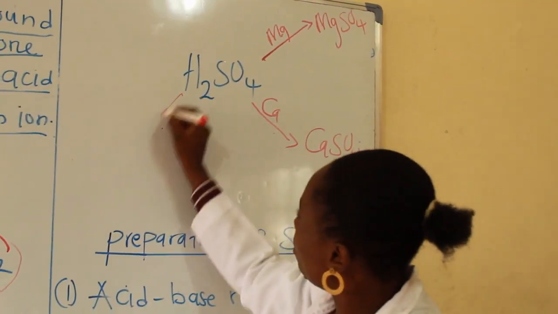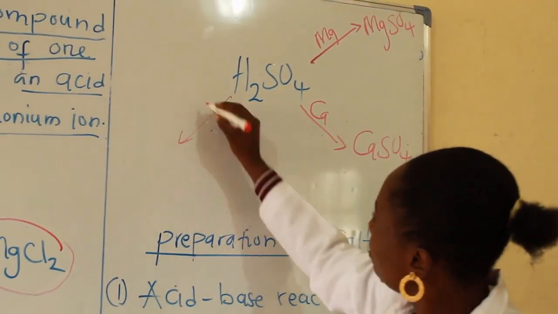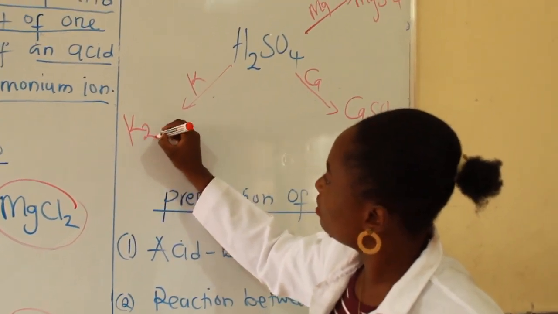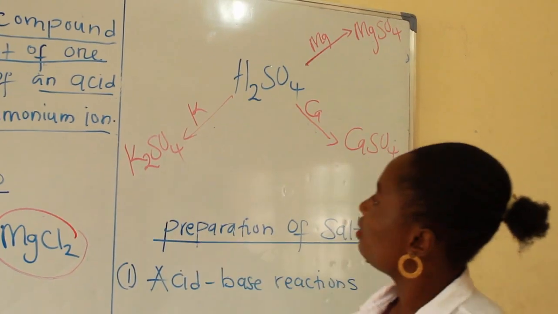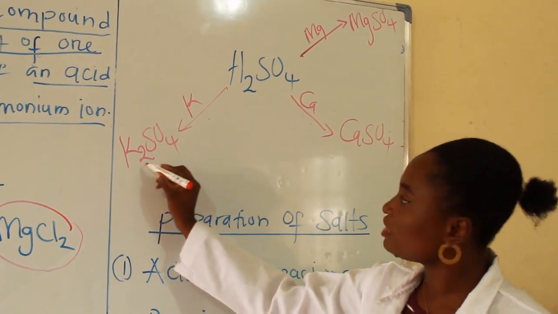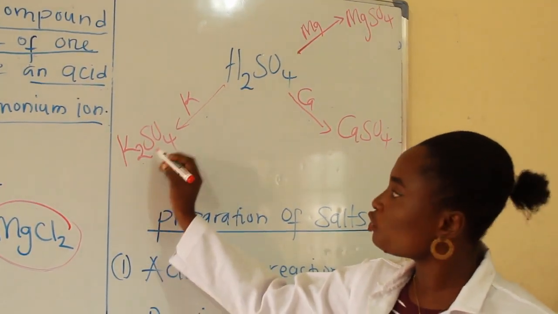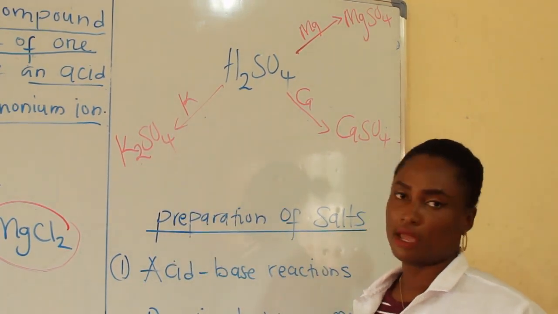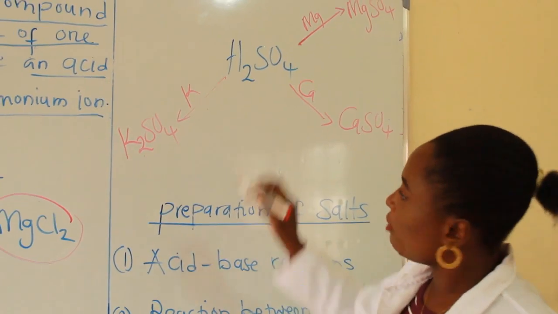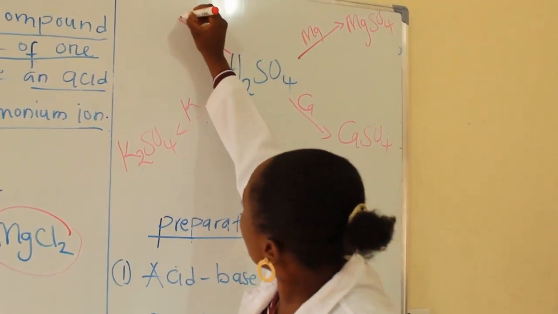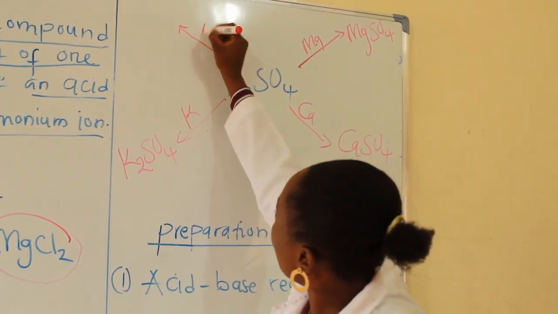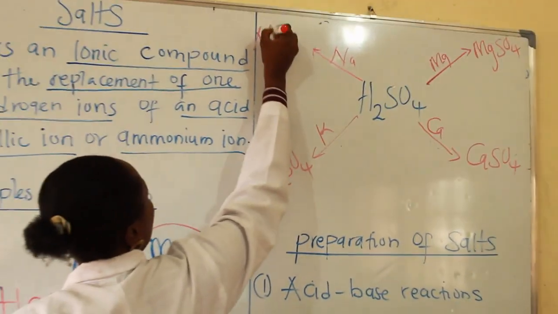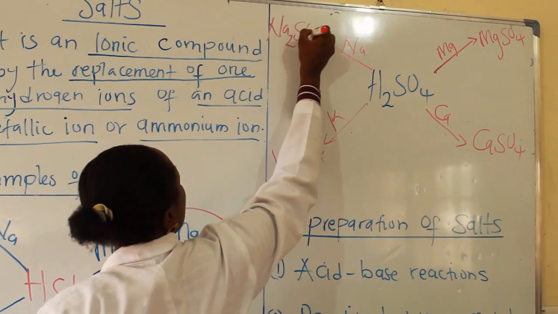Now we can also change this by adding potassium. Now you form potassium sulfate. 2 here because potassium belongs to group 1. So it will take this 2 from sulfate to form K2SO4. Now we can also form sodium sulfate here by adding sodium, and then you have Na2SO4.